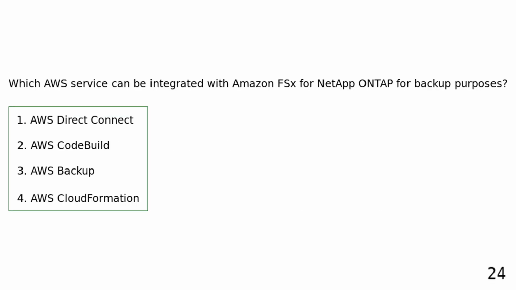Which AWS service can be integrated with Amazon FSx for NetApp ONTAP for backup purposes? AWS Direct Connect, AWS CodeBuild, AWS Backup, AWS CloudFormation. AWS Backup is the recommended service for managing backups of Amazon FSx for NetApp ONTAP.